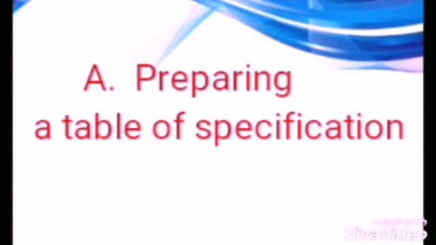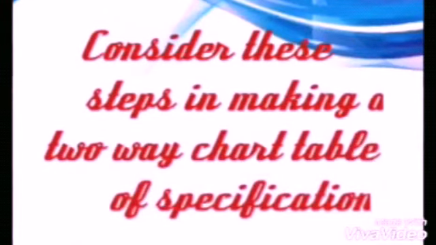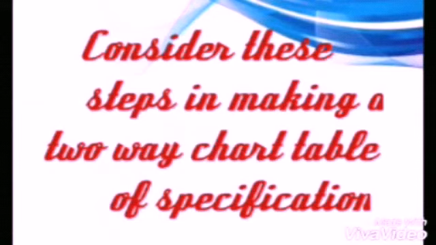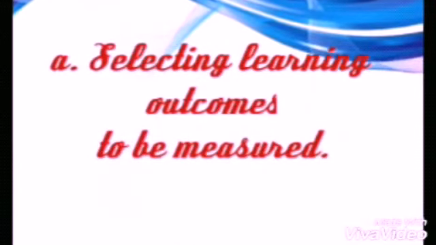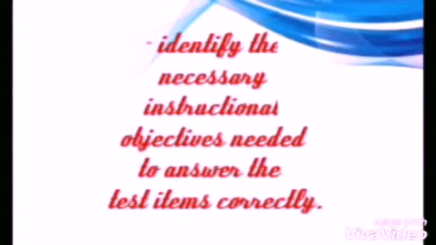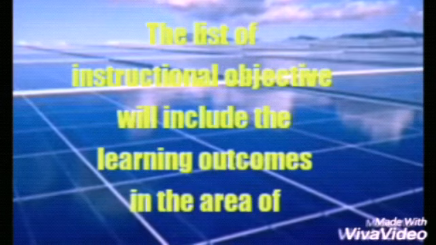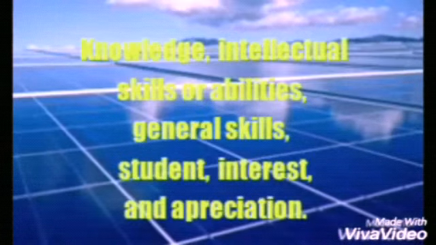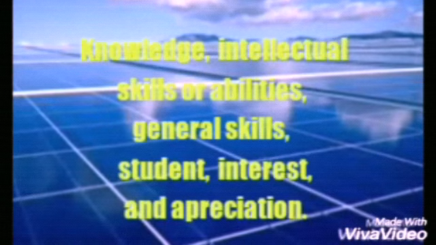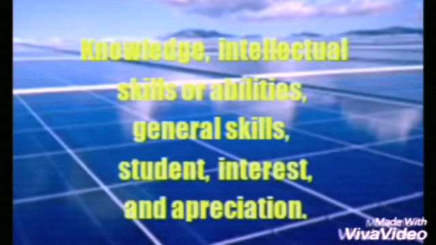In preparing the table of specification, consider the steps in making a two-way chart table of specification. A. Selecting the learning outcomes to be measured. Identify the necessary instructional objectives needed to answer the test items. The list of instructional objectives will include the learning outcomes in the areas of knowledge, intellectual skills or abilities, general skills, students' interest, and appreciation.